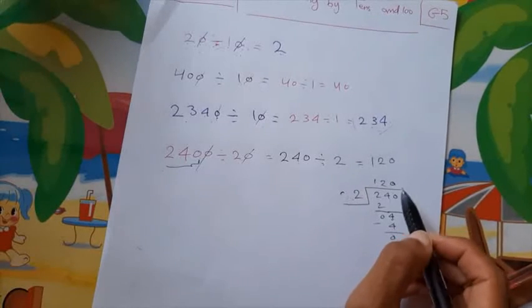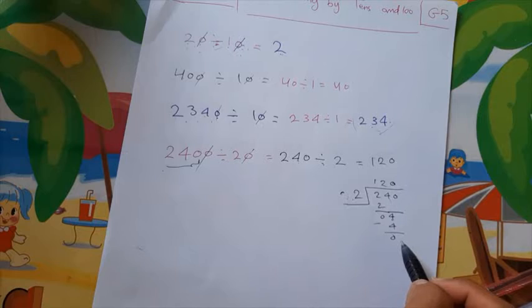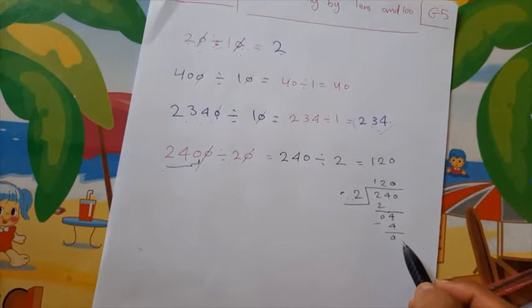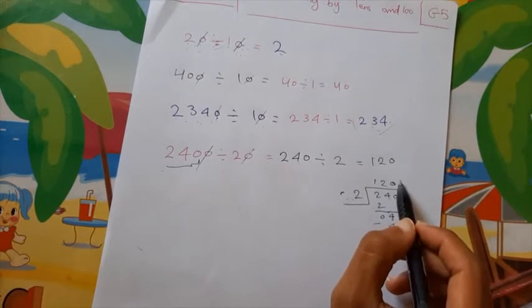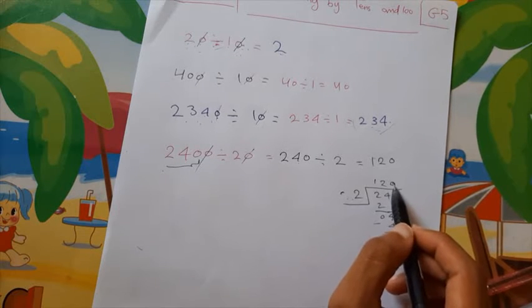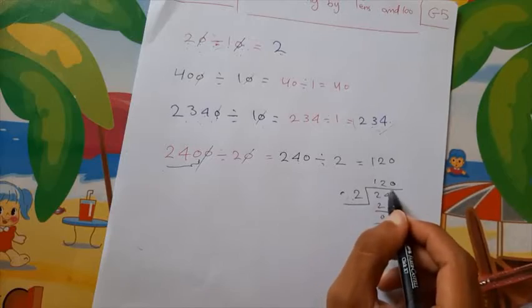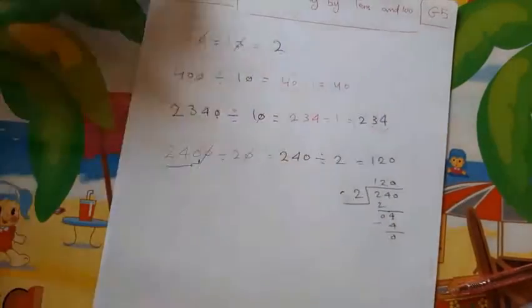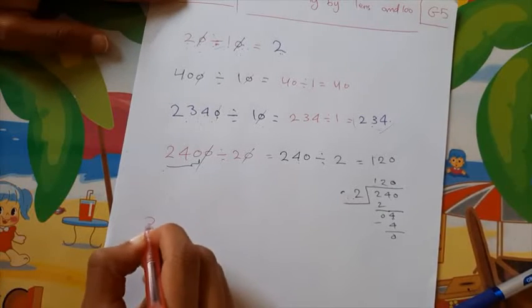You might wonder why we put the 0 here. I can't bring it down because it's not going to make any sense. I cannot divide the 0 by the 2, so I just put it in the answer. The answer is 120.